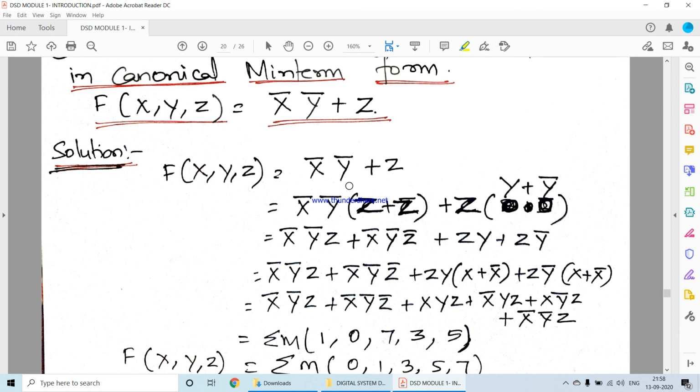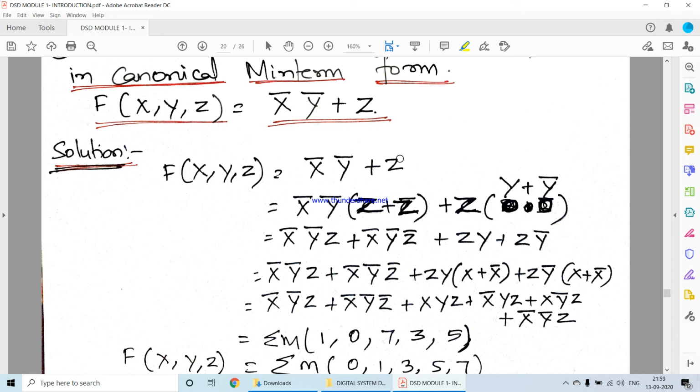Okay. Now as z plus z bar is also equal to 1, you multiply this, because x bar y bar into 1. So I will take x bar y bar into 1, I replace that with z plus z bar. Now why z? Because z is not there here, so I will take z plus z bar. Whichever the variable is not there here, you take that variable in terms of z plus z bar, or x plus x bar, or y plus y bar, and so on. So here x bar y bar into z plus z bar.